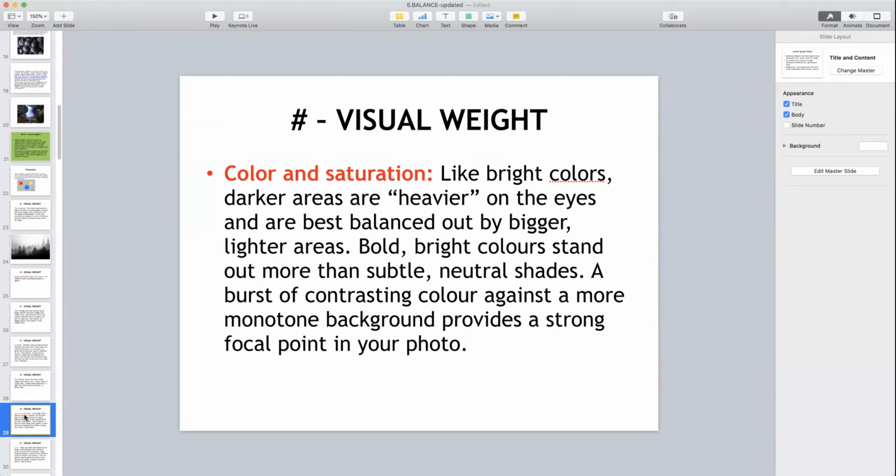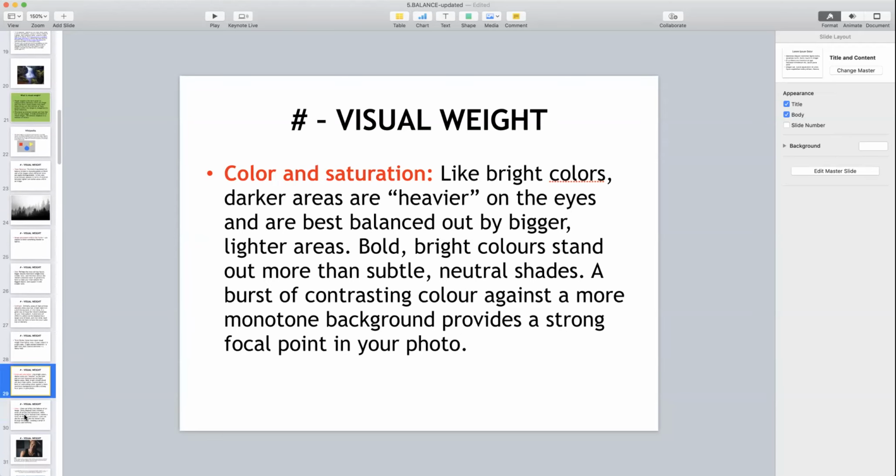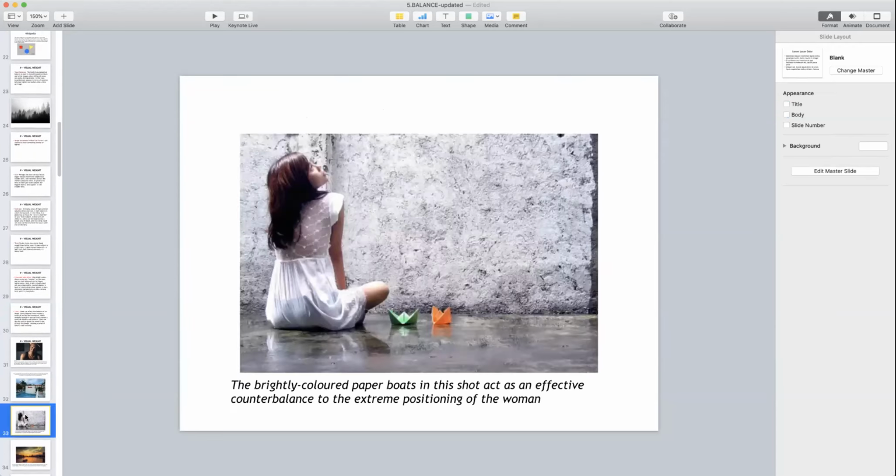Bright colors, darker areas are heavier on the eyes and are best balanced by bigger, lighter areas. Bold, bright colors stand out more than the subtle, neutral shades. A burst of contrasting color against a more monochromatic background provides a strong focal point in your photograph. We will show you a quick example below. Look at this photograph. The brightly colored paper boards in this shot act as an effective color counterbalance to the extreme positioning of the woman as well as the white background. This is an example of what we just spoke about.